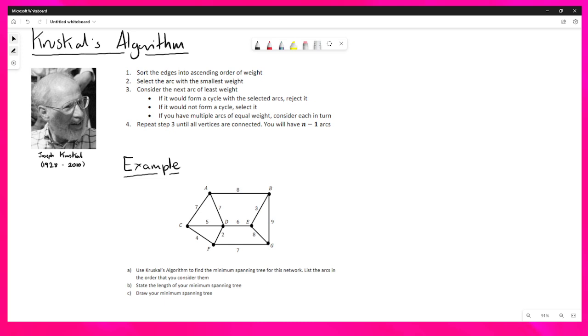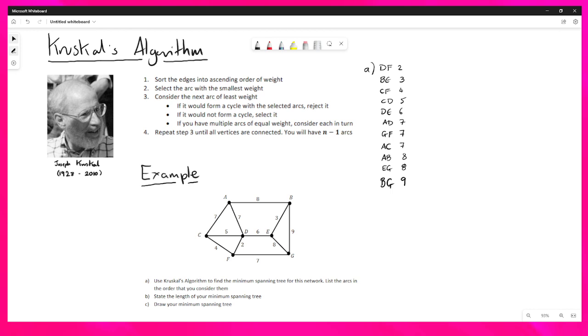Now, the first part of Kruskal's algorithm is sorting the edges into ascending order of weight. We're not going to do it by any sort of algorithm this time, we're just going to do it by inspection. So I listed the arcs there. What we're now going to do is select the arc of the smallest weight. Before we start doing that though, we're going to set up B and C together.